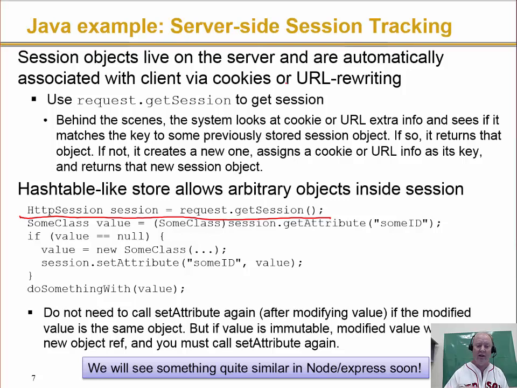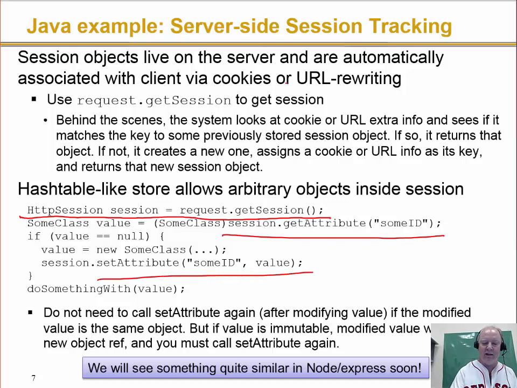Why are you asking the request? Because it probably had to have used either URL rewriting or a cookie underneath that came in with the request. It can then use that, get the identifier, and look up the session object. The session object then has a set of attributes in it. It's basically a glorified map, and I can go look up the value and use it, or set some value with it, some kind of object. So again, I can do this over and over.